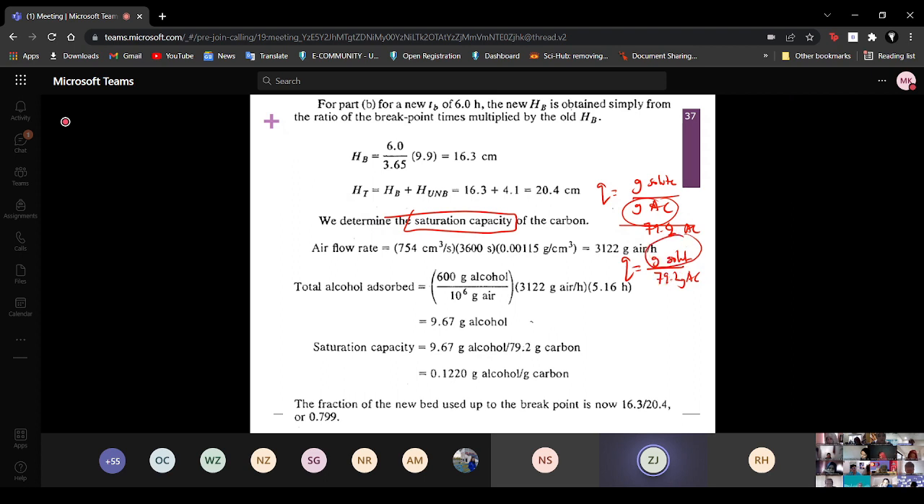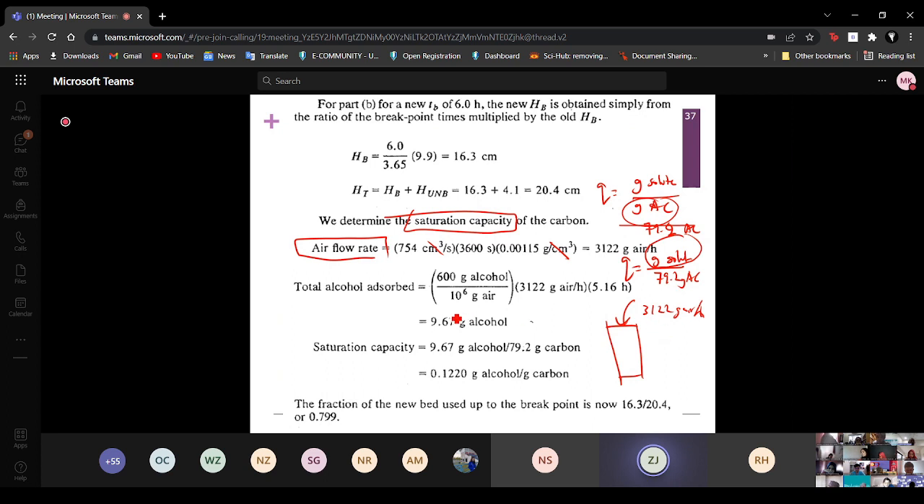So how to find the mass of solute? Okay, dia bagi air flow rate. Daripada air flow rate ni you tahu 754 cm3 per second, and then dia bagi you density gram per centimeter cube. Kalau you kalikan dia, you akan cancel out, you akan dapat gram air per hour. So dalam air tu you akan ada alcohol. Okay, so air yang supply sebanyak 3122 gram of air per hour. Alright, so dalam 3122 gram of air ni, berapa banyak alcohol you ada?